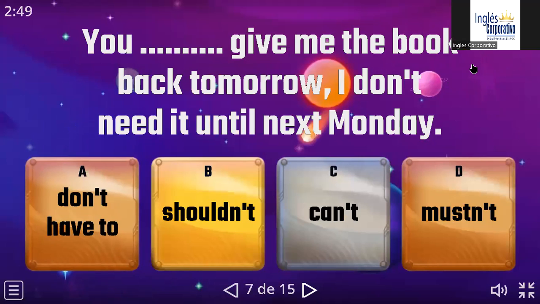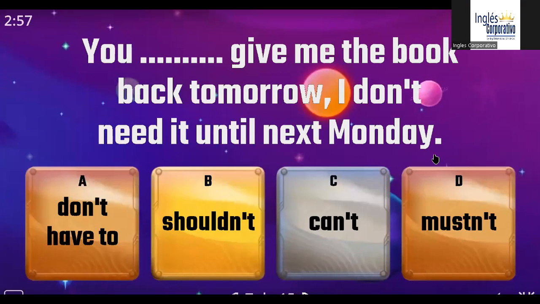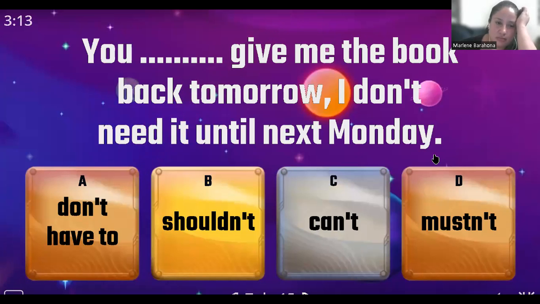You give me the book back tomorrow. I don't need it until next Monday. You mustn't. You can't. You need the book back tomorrow. So read it again. So think about your answer. Monday. You don't have. I don't need it.